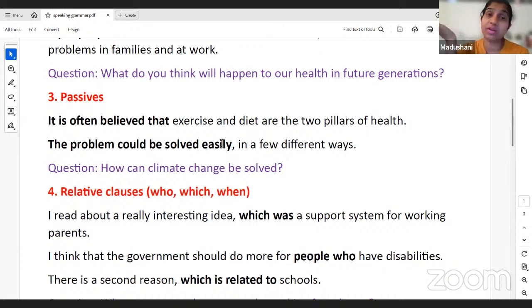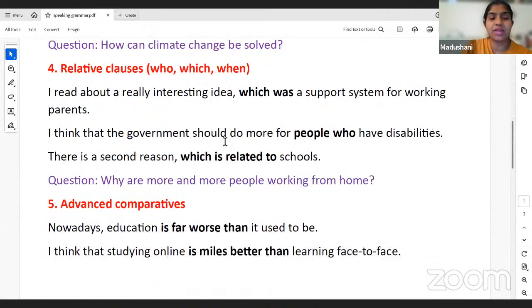So if you are using relative clauses, however you are speaking, you are making complex sentences. So that's good to score, right? Yeah. The other thing is advanced comparatives. See, nowadays education is far worse than it used to be.